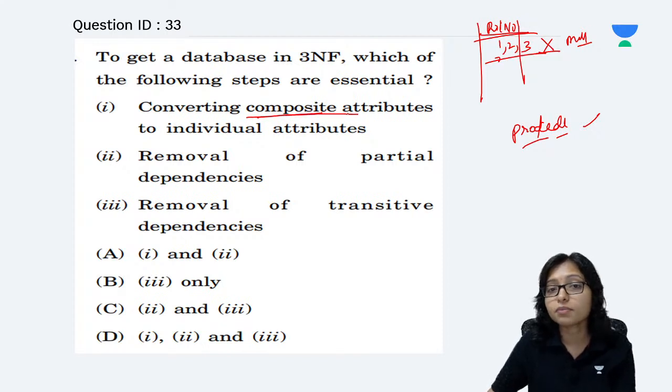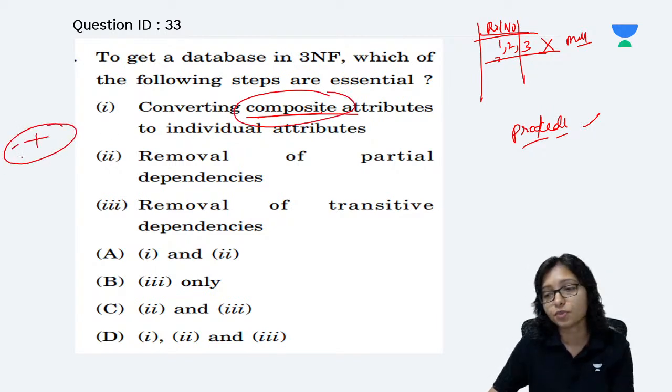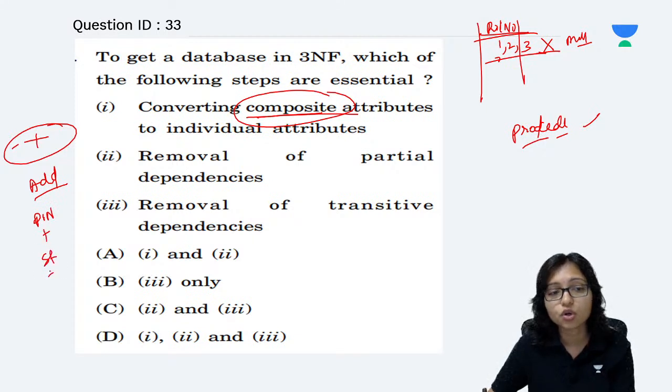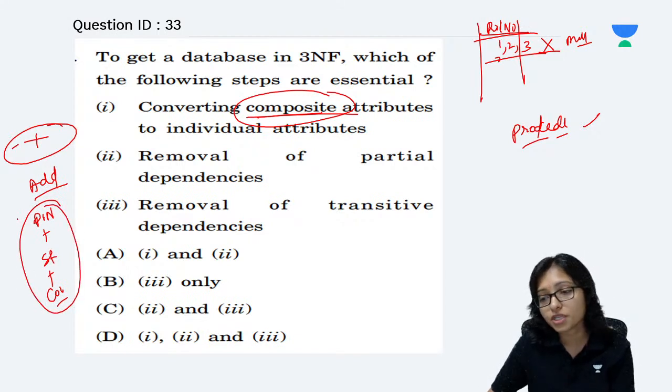But composite means two attributes together making an attribute, like address. When you take PIN number plus state code plus country code together, it makes a composite attribute, and that is allowed. Composite attribute is no problem for 1NF or 2NF or 3NF. Got it? Clear?